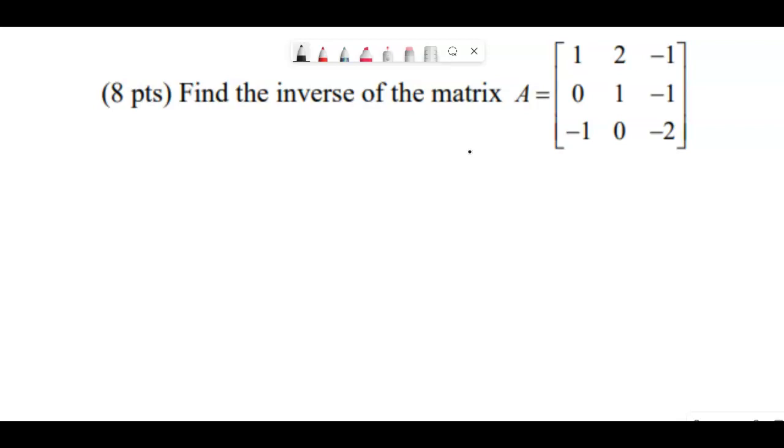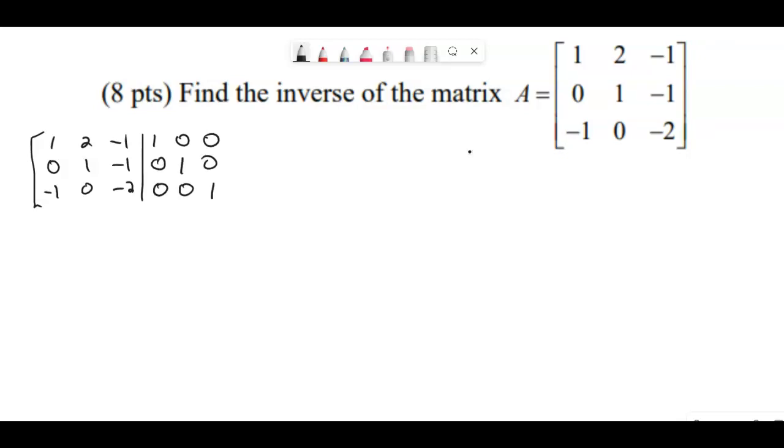And that is we augment the matrix 1, 2, negative 1, 0, 1, negative 1, negative 1, 0, negative 2. Let's make this a little smaller. With the identity matrix of the same size: 1, 0, 0, 0, 1, 0, 0, 0, 1. And now we proceed to do reduced row echelon form so that when we're done, the left side will look like the right side does at the beginning.